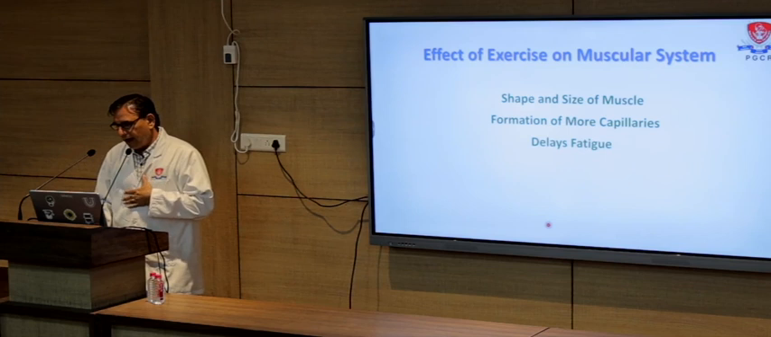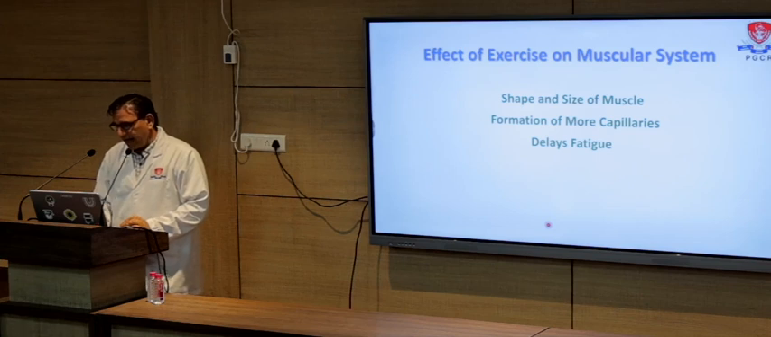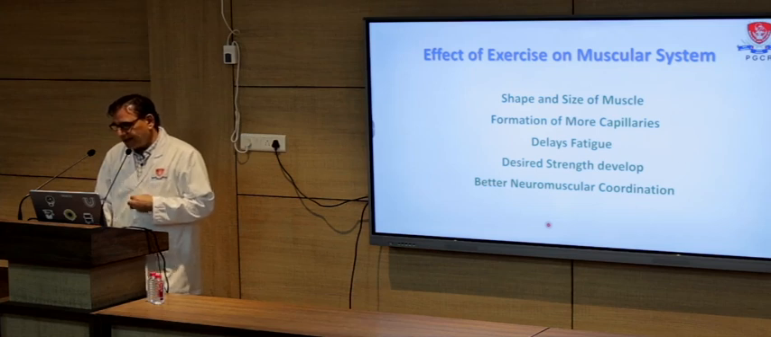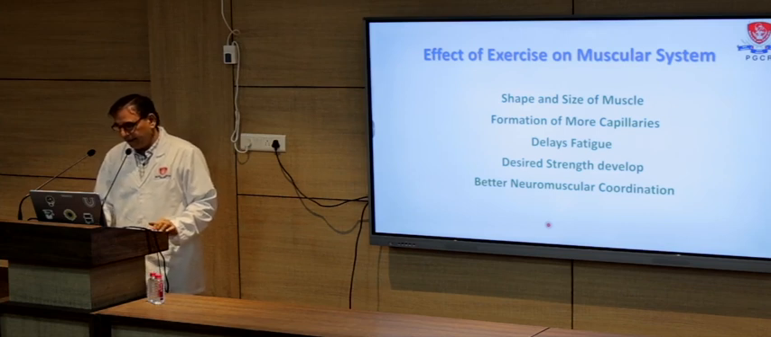Delay fatigue. Regular exercise increases the ability of the muscles to tolerate more lactic acid for longer duration, which delays muscle tiredness. Desired strength development. Systematic and scientific training can develop the desired strength and endurance. Better neuromuscular coordination. Regular exercise improves neuromuscular coordination, by which various skills can be performed efficiently.